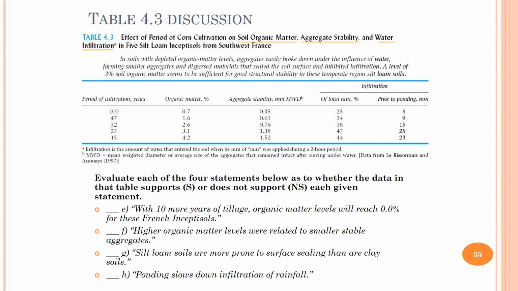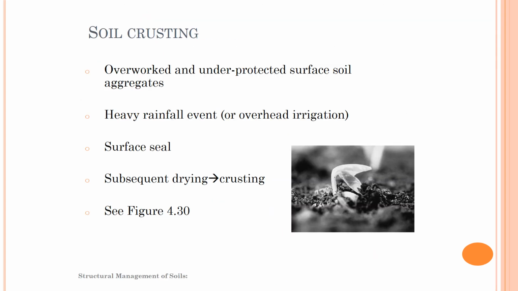I don't care about this table, so I'm going to skip it. All right, soil crusting is what happens when we have overworked and underprotected surface soil aggregates, and we have a heavy rainfall event come through, and those individual soil drops literally hit the surface of the soil like a fist to a punching bag, just bam, bam, bam, creating an impact surface and sealing it, literally stomping it until there's a thin crust that water can't get through.